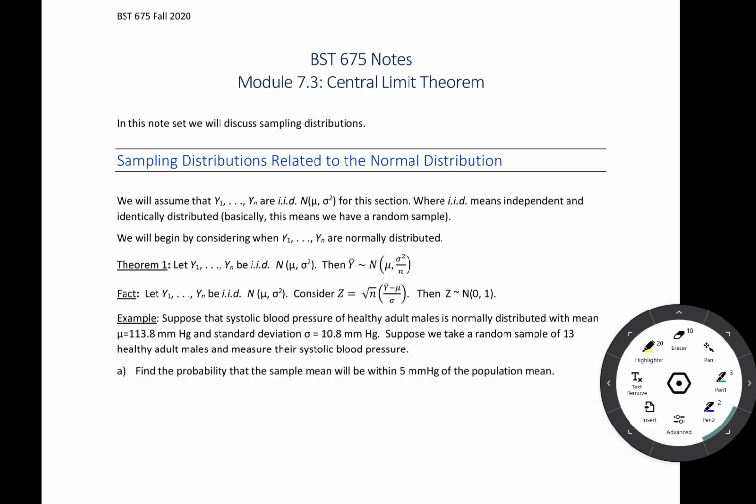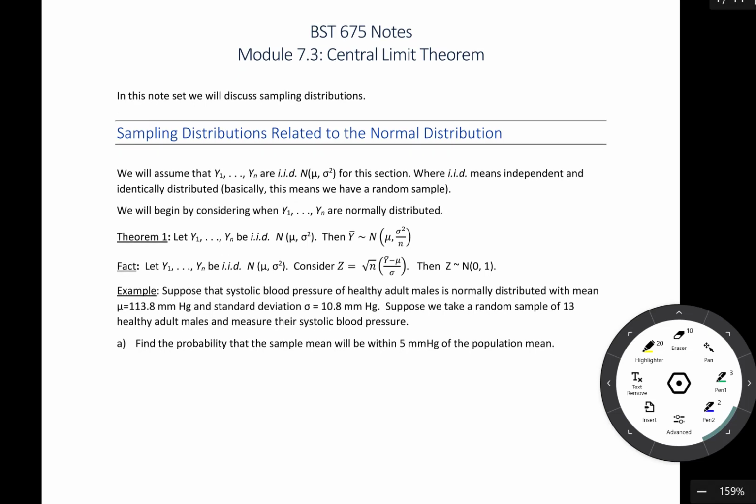In this set of notes, we're going to continue to discuss sampling distributions, and in particular, we're going to look at some common statistics that you've probably seen before, and we're going to talk about their sampling distribution, as well as how this relates to the normal distribution, as well as what is known as the central limit theorem.